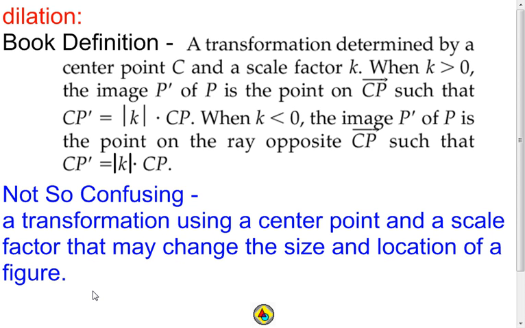So basically, when we talked about reflections, we flipped it over a line, and the preimage and the image were congruent. When we translated it, we slid it, and the preimage and the image were congruent. When we rotated it, our preimage and our image were congruent. But when you get into a dilation, it may change the size and the location. So in some cases, the size is going to stay equal, meaning we're going to have another isometry, but in many cases, the size is going to change, so the dilation will not be an isometry.